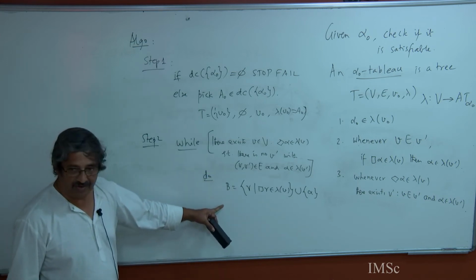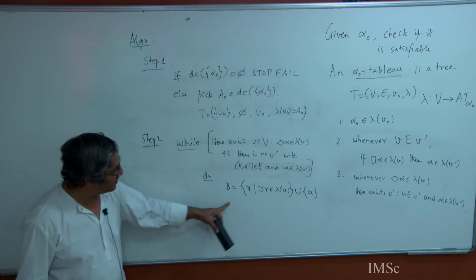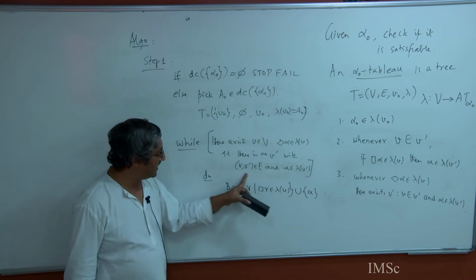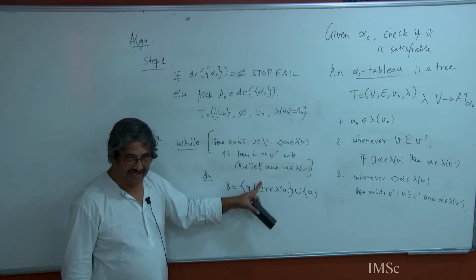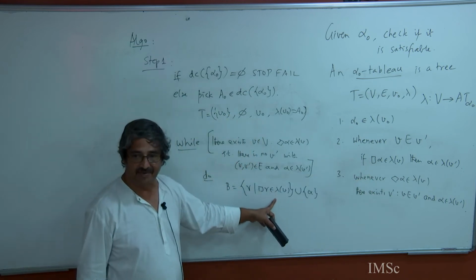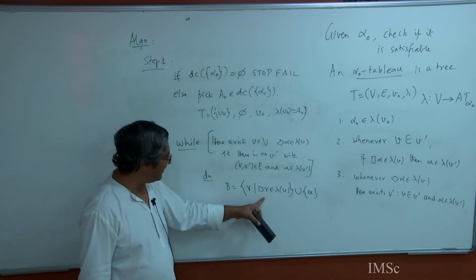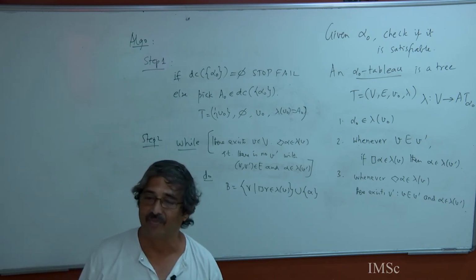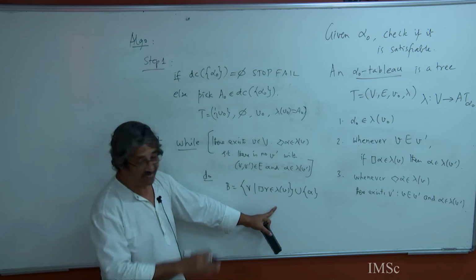I am going to consider a label set which must have alpha because that's what I want, and it must have the edge relation, in which case I must fulfill this condition. Therefore, whenever box gamma is there, consider gamma. Remember, this is a finite set. So, this whole thing is a finite set. They are all subformulas of alpha, of the original alpha naught.